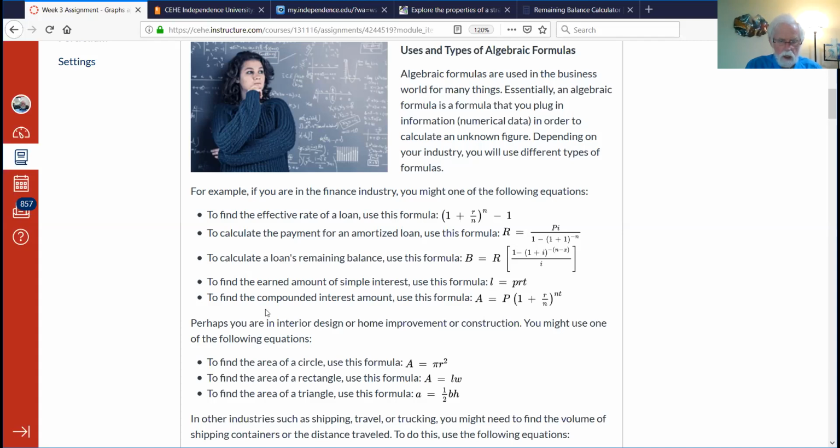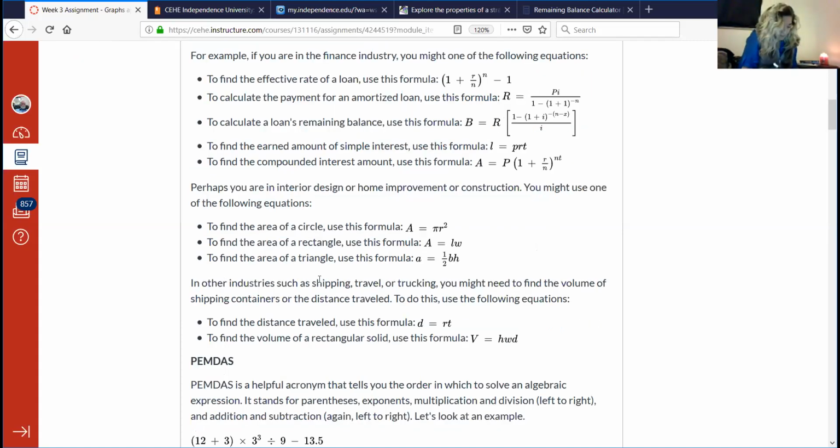So these other formulas are basically geometry and other sorts of things. You know, we can find the area of a circle. The area of a rectangle is the length times the width. The area of the triangle is 1/2 the height times the length of the base, which is the longest single side.